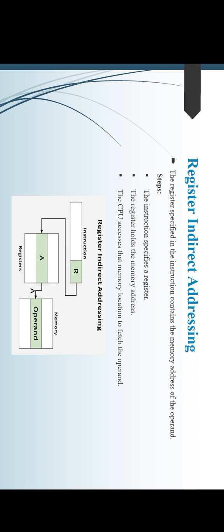Here it is address to data, this is register indirect addressing. But in register addressing, it goes directly to data, register to data. In register indirect addressing, the register goes to the address, then the address goes to the data. This is called register indirect addressing.